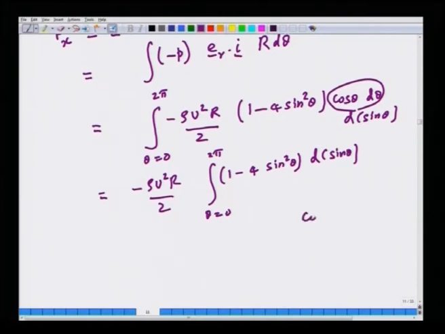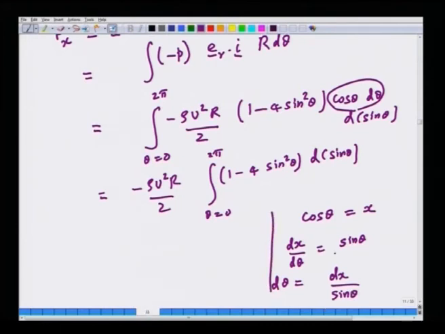So, if sin theta is written as x, dx by d theta is essentially cos theta, so d theta is dx by cos theta. You can evaluate this integral by using this change of variable, and we can show that F x is identically 0.